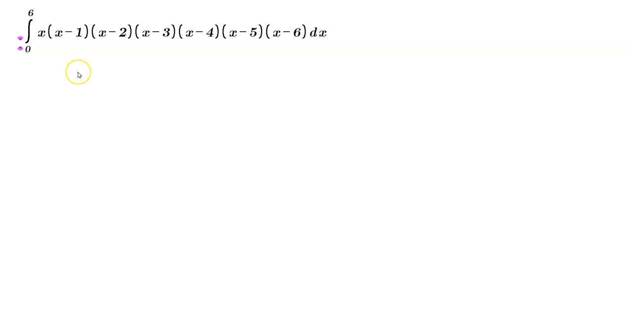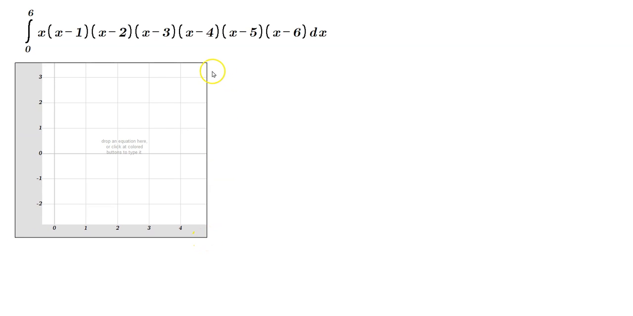I usually post math videos that are more advanced level or interesting. So here we're going to have the following integral, the definite integral that goes from 0 up to 6, and here's the integrand. It's going to be x times (x minus 1), then (x minus 2), then (x minus 3), then (x minus 4), then (x minus 5), and then (x minus 6) dx. So we want to find the value of this integral.